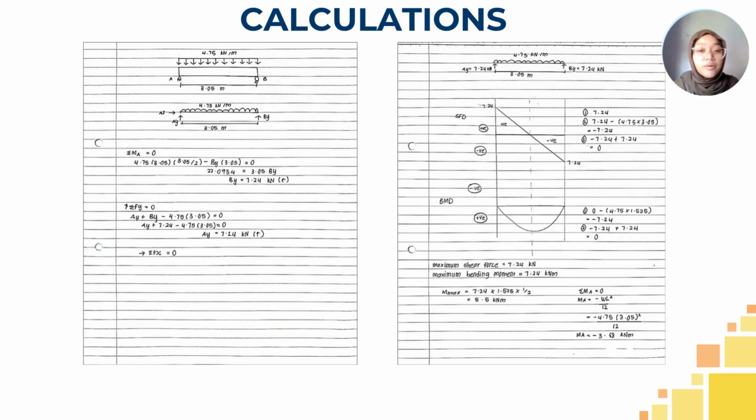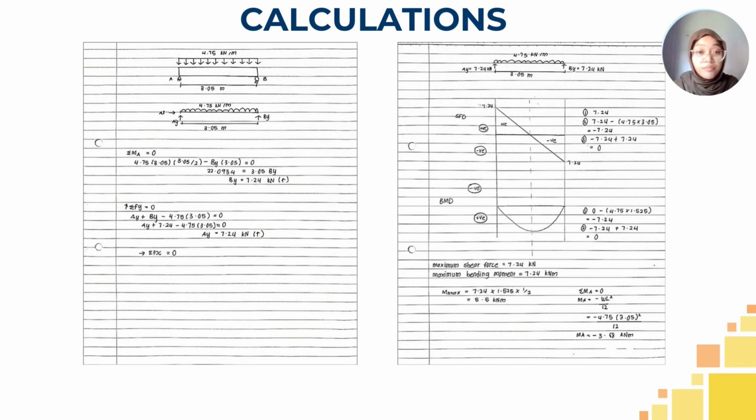Okey, untuk nilai FY pula, saya membuat hasil tambah AY tambah dengan BY, saya tolakkan dengan 4.75 darabkan dengan 3.05 sama dengan kosong. Jadinya hasil yang dapat adalah AY sama dengan 7.24 kilonewton. Okey, total Fx adalah sama dengan kosong. Selepas daripada itu saya akan lukis free body diagram dan mengikuti dengan shear force diagram dan bending moment diagram. Berikut adalah shear force diagram dan bending moment diagram yang saya dapat.